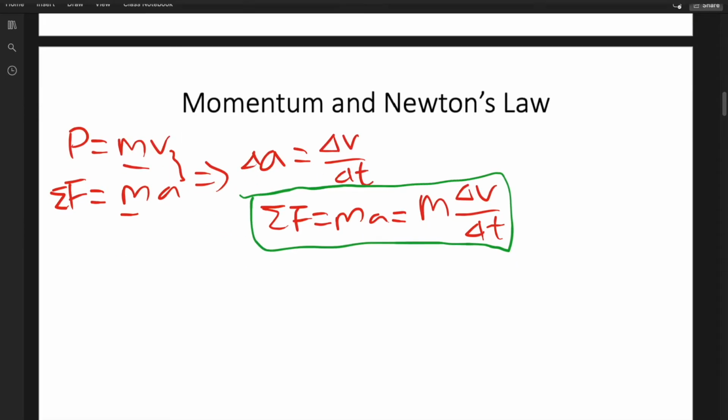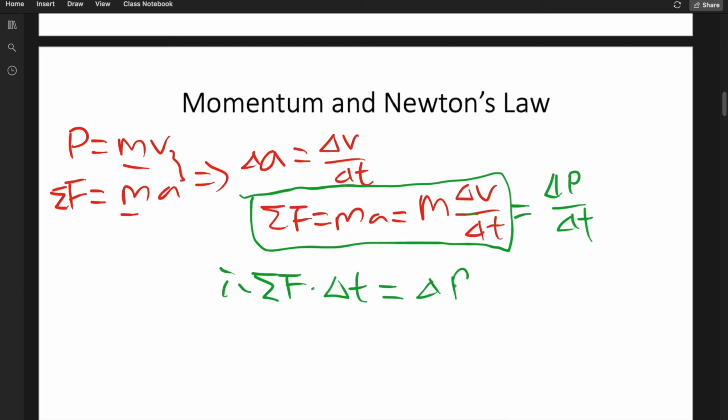I know mass and velocity might be a little bit abstract to understand, but here it says the net force is also equal to, so here is momentum, right? So it's equal to change in momentum over change in time. So what we can have is that net force times change in time is equal to change in momentum, and this part is equal to impulse, and this part is change in momentum.